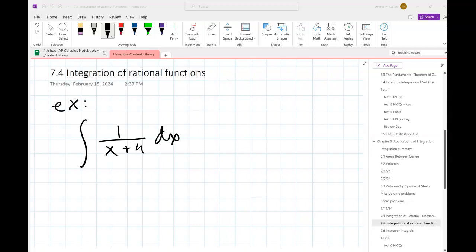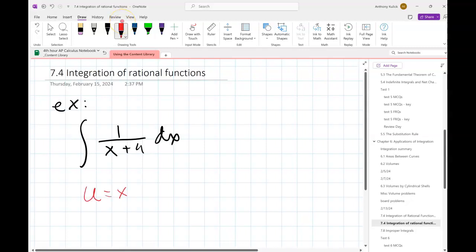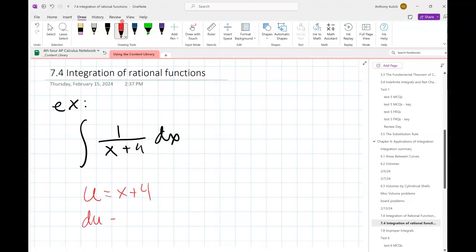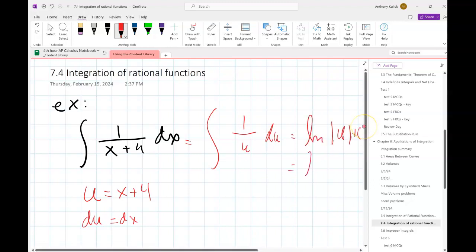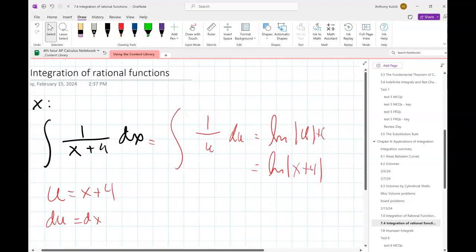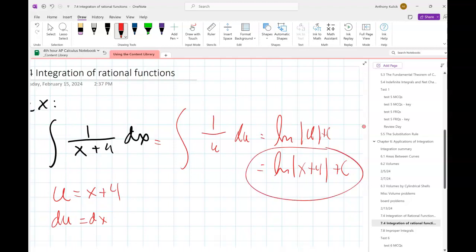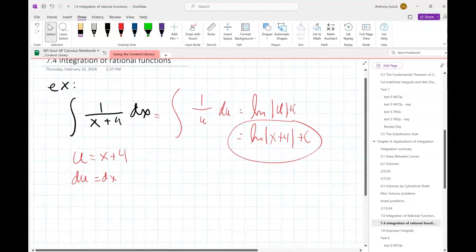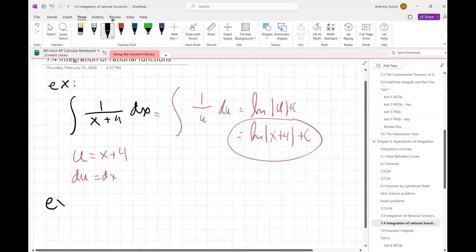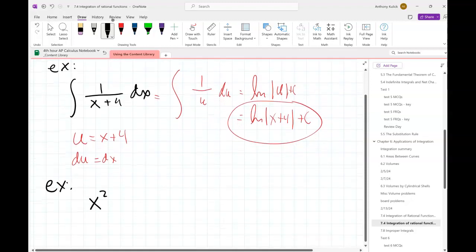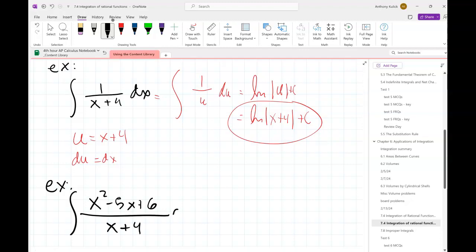What I want to talk about here is integrating rational functions. So if I have something like this, this is something we already can do. That's a U sub problem. Done, right? Just using a natural log antiderivative. But what if we have instead something where the degree of the numerator is greater than the degree of the denominator?